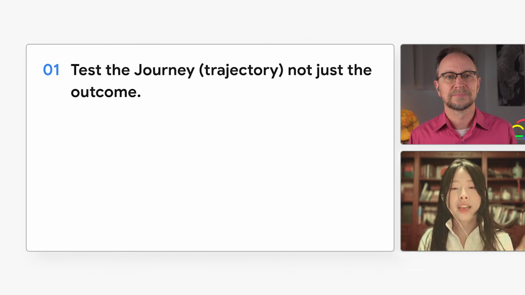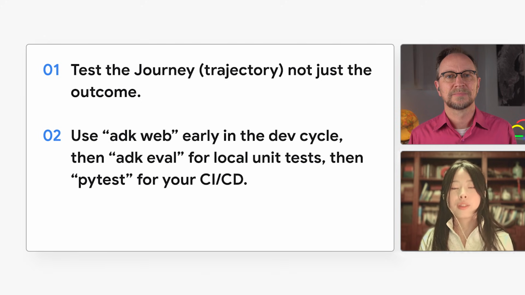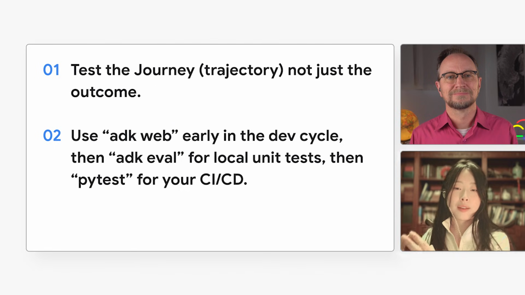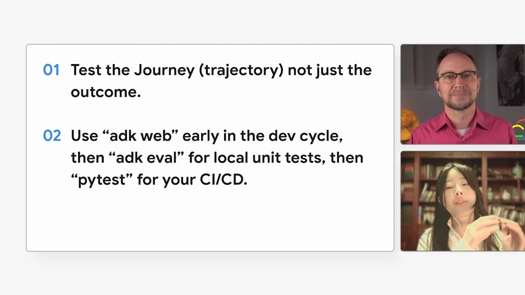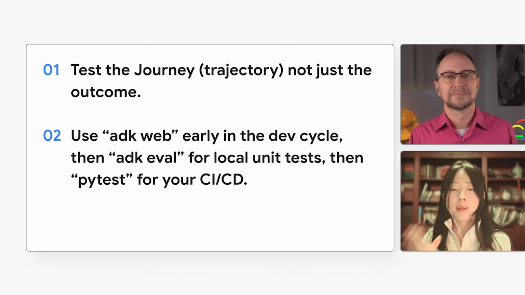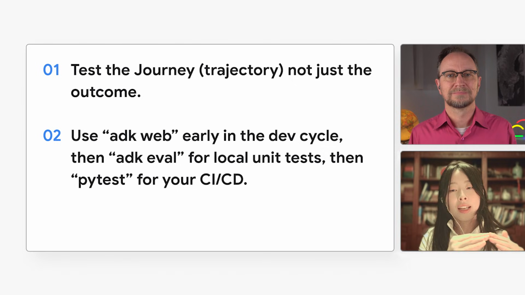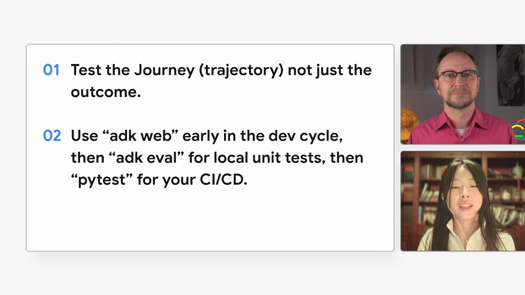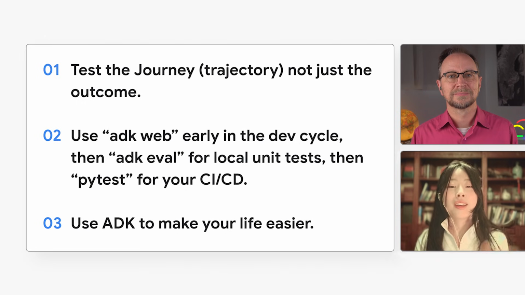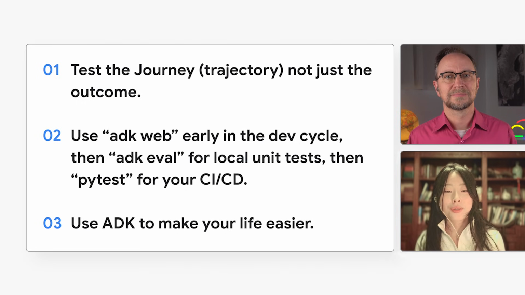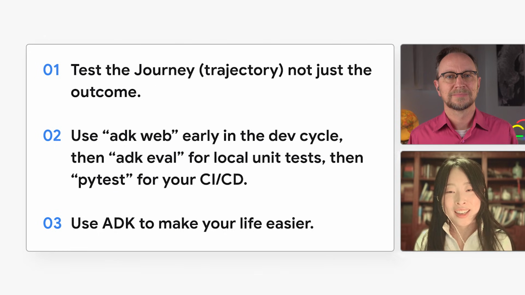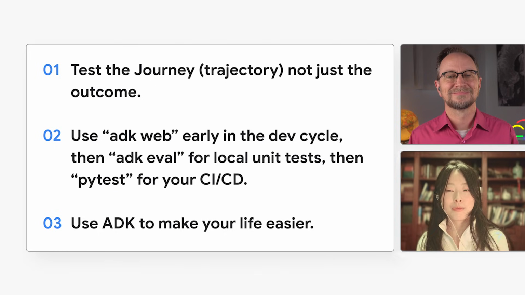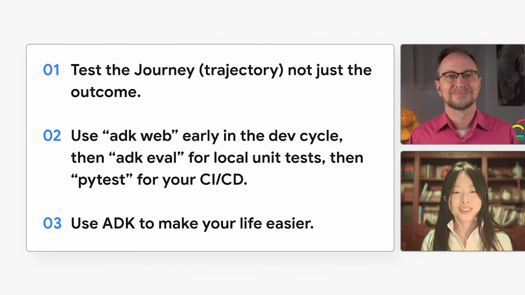Secondly, we can use test progression. So firstly, we have ADK web earlier in local development with the web UI, and then we have ADK eval for the command line tests. And lastly, pytest can be added to your CI/CD. And the last thing I learned is to use ADK to make your life easier with all the tools and metrics that ADK provides for you. I've also published a Colab so you can practice agent evaluation yourself.